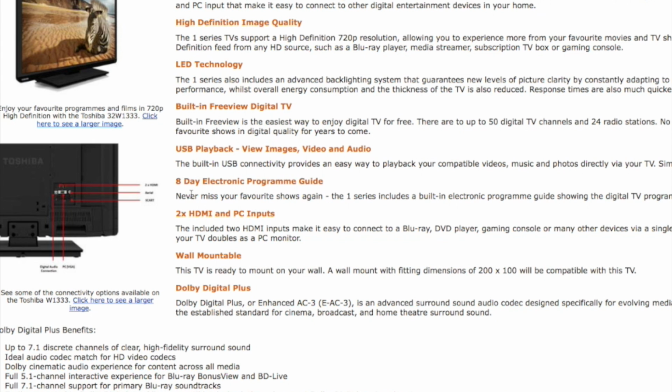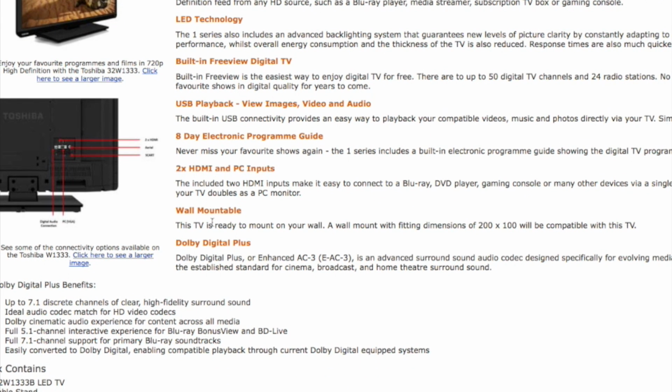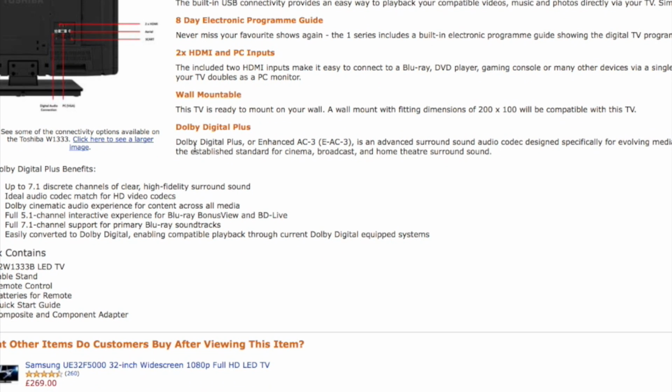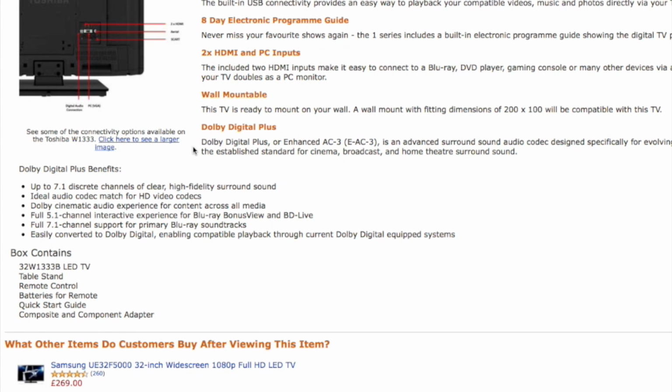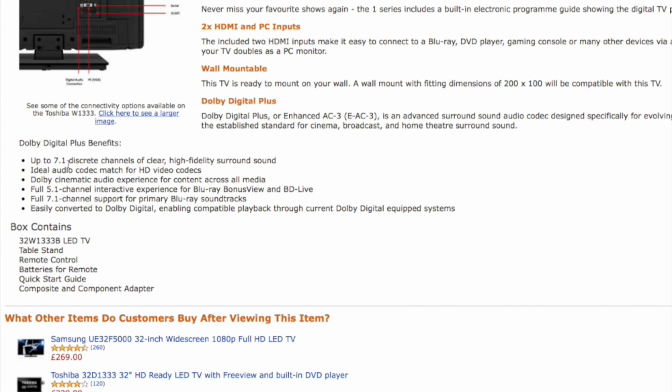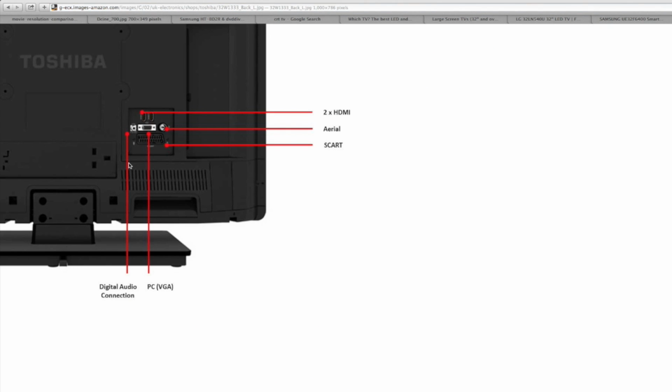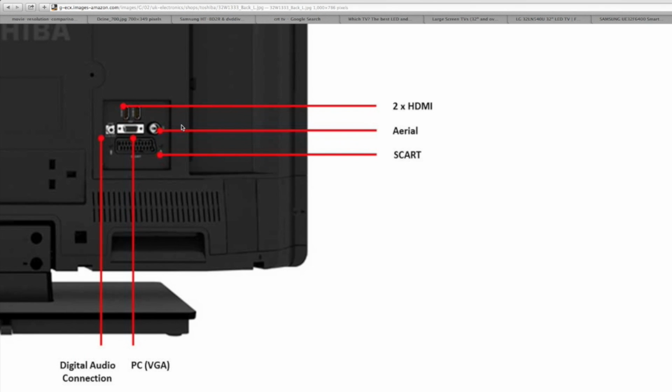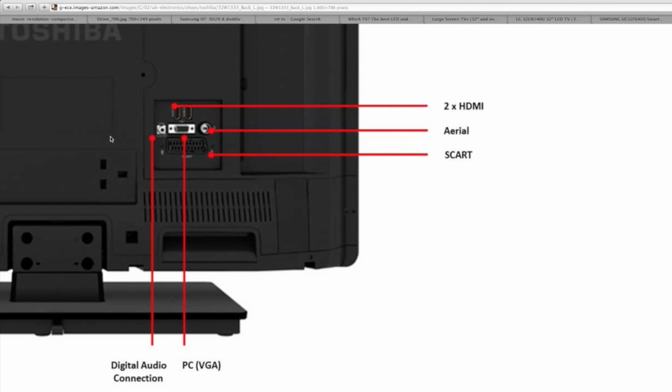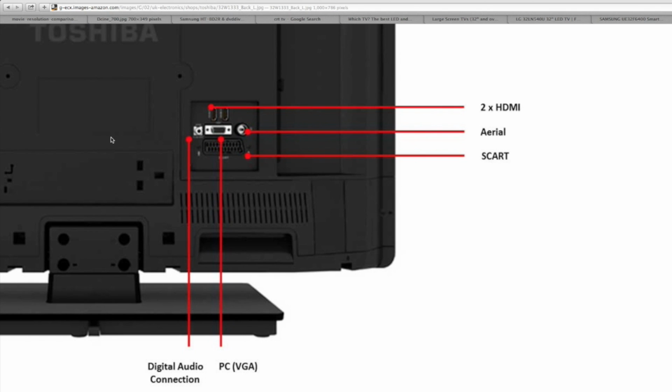So, yeah, you've got USB connections, a programmable guide, 2 HDMI inputs and a PC input. You can wall mount it, okay. Oh, nice, with Dolby Digital Plus, it can support 5.1 and some of the higher rates. Let's have a look at the back. Okay, 2 HDMI, nice. Aerial, okay. SCART, old school, okay. PC, and the digital connection there as well.